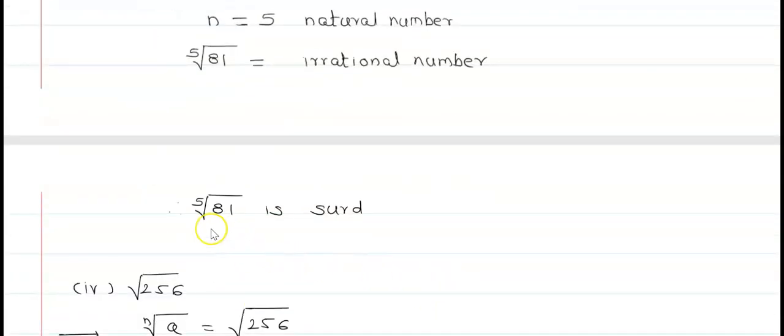Now next is the 5th root of 81. That is the nth root of a. That is the 5th root of 81. Here a is equal to 81, which is a positive rational number. n is equal to 5. That is a natural number. Therefore the 5th root of 81 is an irrational number, and therefore the fifth root of 81 is a surd.